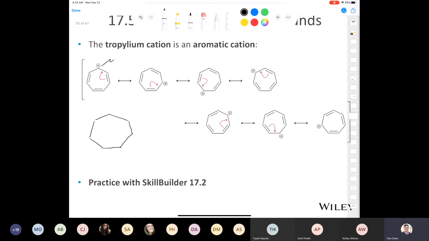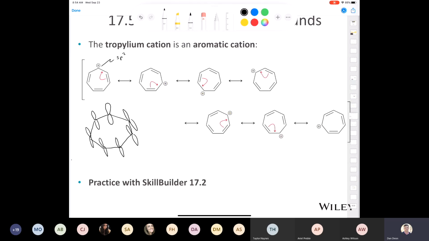So this carbon is easy to see is sp2 hybridized, right? It's a carbocation, so that means it's got an unhybridized p orbital, right? And every single one of the other 6 carbons in the molecule also has a p orbital in it, right? 1, 2, 3, 4, 5, 6. So does it meet the criteria?